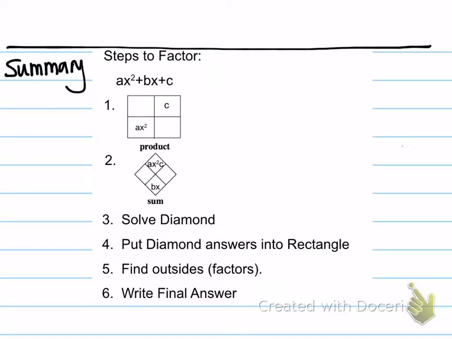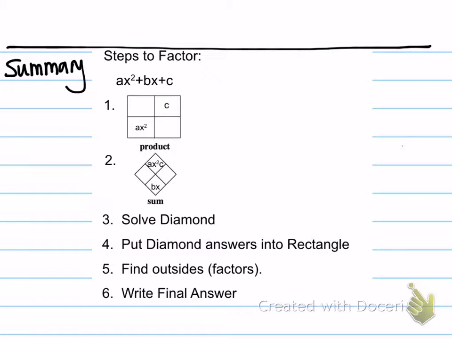Then you make your diamond, and you multiply the two things, that ax squared times c, you multiply those to put on top, and whatever that x term in the middle of the quadratic expression is, that's your sum on the bottom of the diamond. Once you have that setup all done, you solve your diamond problem, look at the sides, and you put those back in the generic rectangle. So you put your diamond answers into your rectangle. That's step 4. Then you find the outsides, the factors that go on the base and the height of your rectangle. Then you just write your final answer.